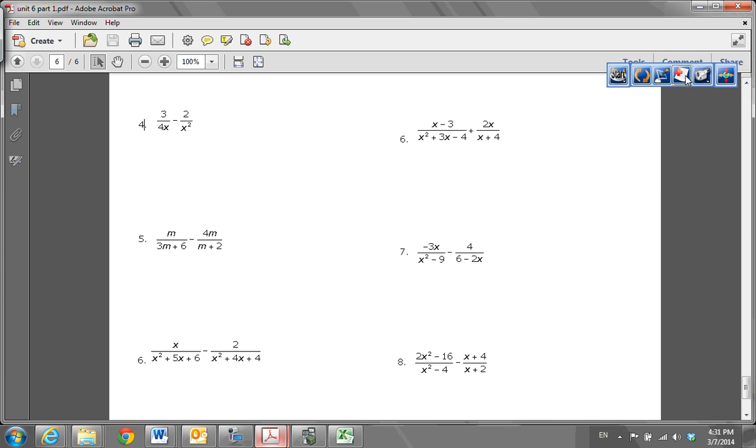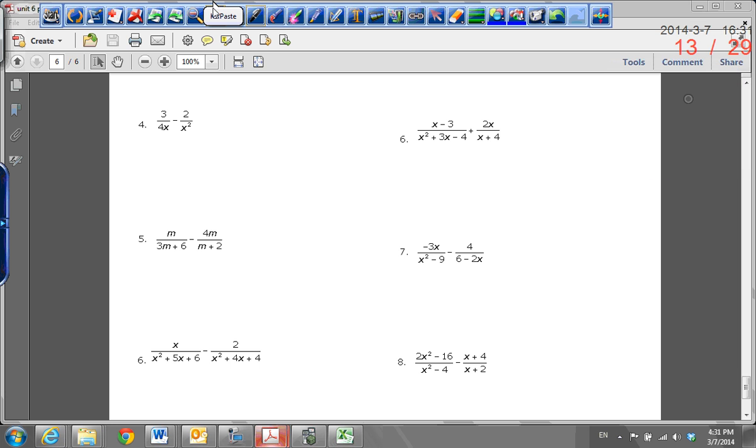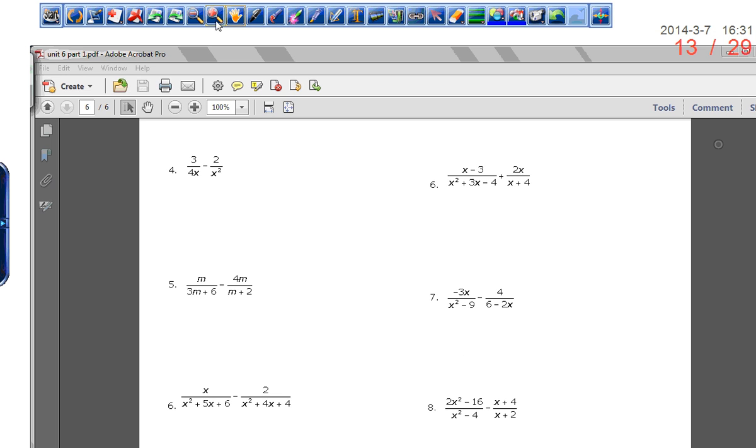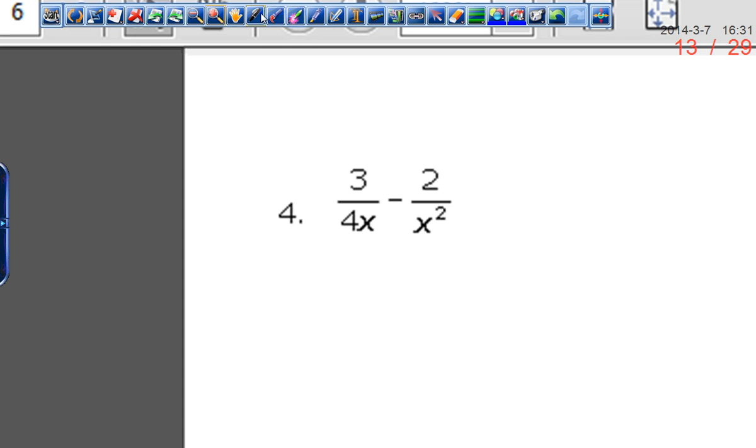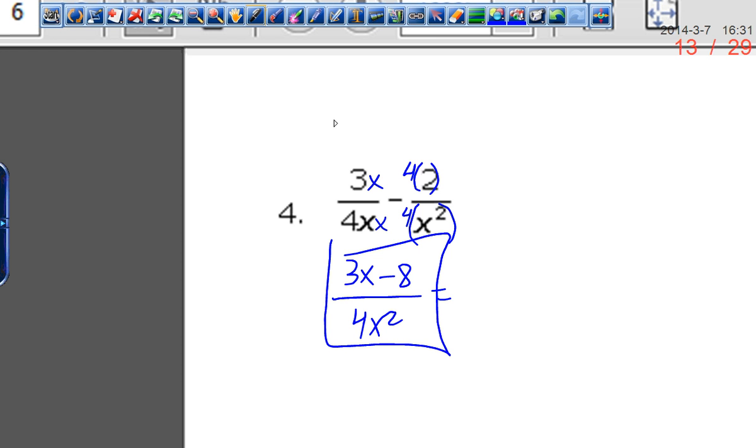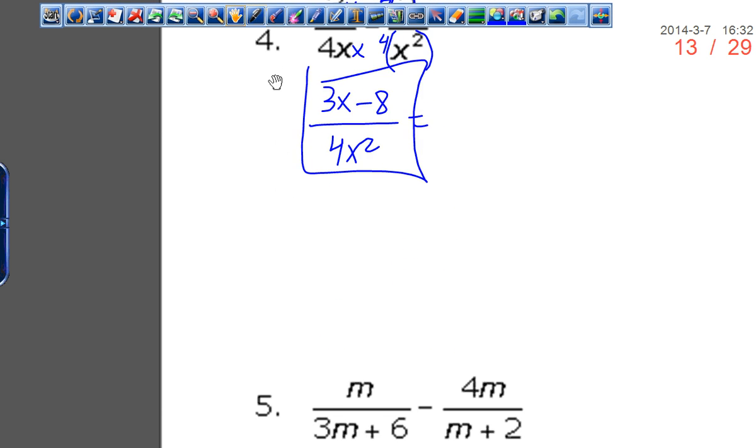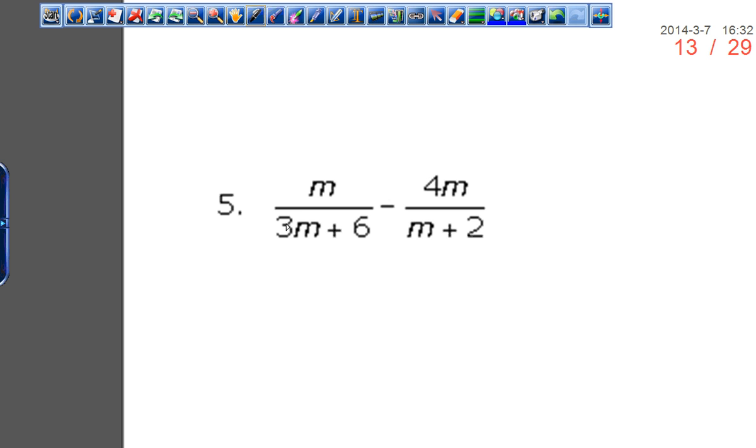There we are. All right, so on number 4, we need a common denominator, which in this case is going to be 4x squared. So I need another x, so I multiply by x here, and I need a 4 multiplied by 4 there. So I got 3x minus 8 over 4x squared. 3x minus 8 is just 3x minus 8. We're done.